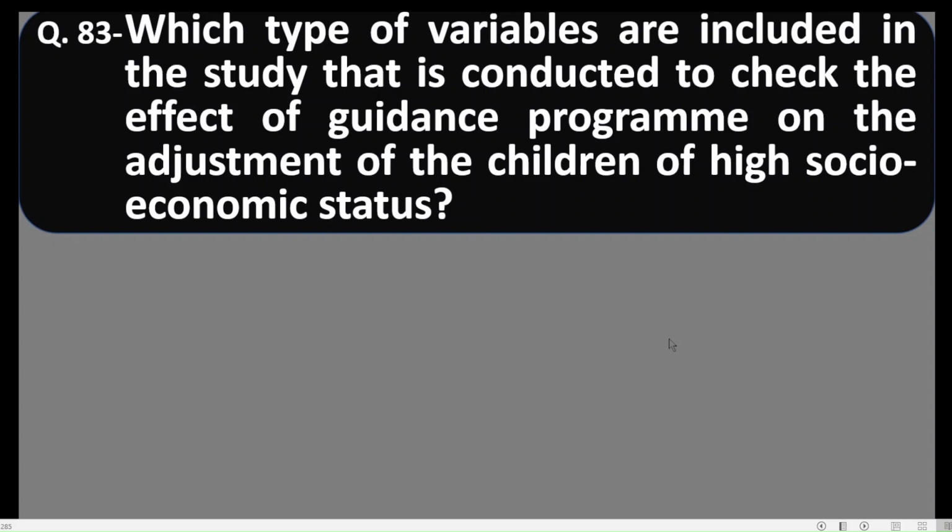Which types of variables are included in the study that is conducted to check the effect of guidance program on the adjustment of the children of high socio-economic status? This is question number 83. Here we have to decide the types of variables which are included in this particular study. The study is to be done to know the impact of guidance program on the adjustment of the children, so it is experimental research.